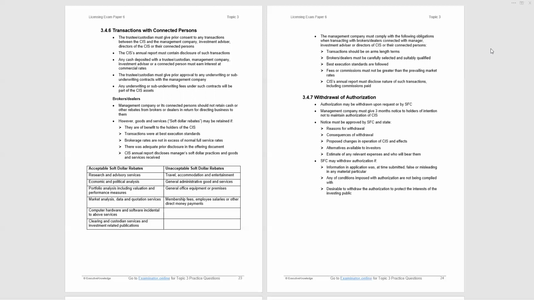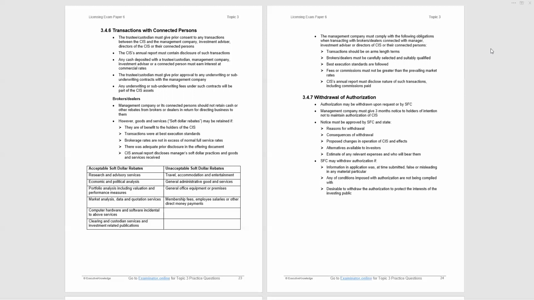3.4.7 covers the issue of withdrawing authorization. This is the SFC withdrawing authorization for a collective investment scheme. If that occurs, the management company must give 3 months' notice to the holders of the intention not to maintain authorization. Notice must be approved by the SFC that you send out to the holders of the schemes, and there's certain things that must be stated in the notice.